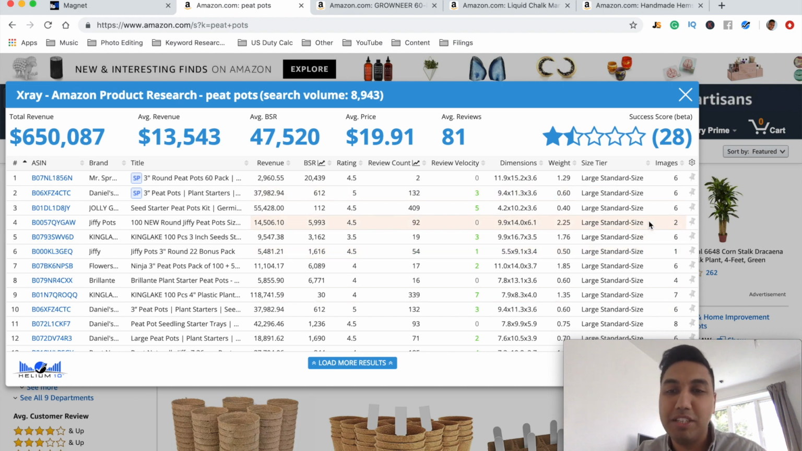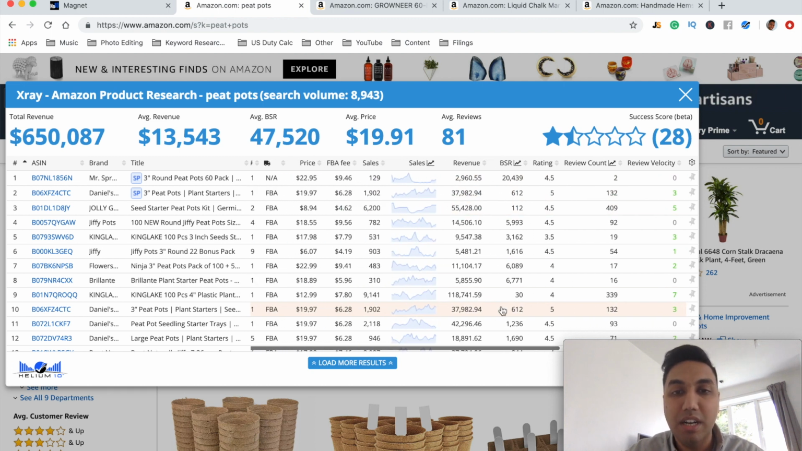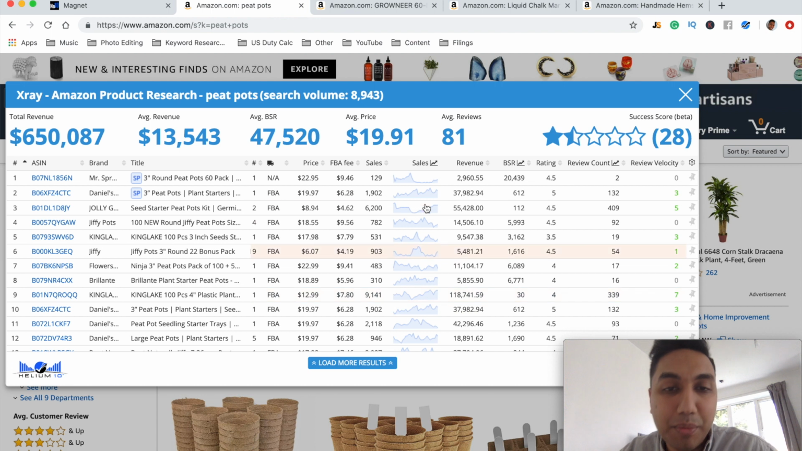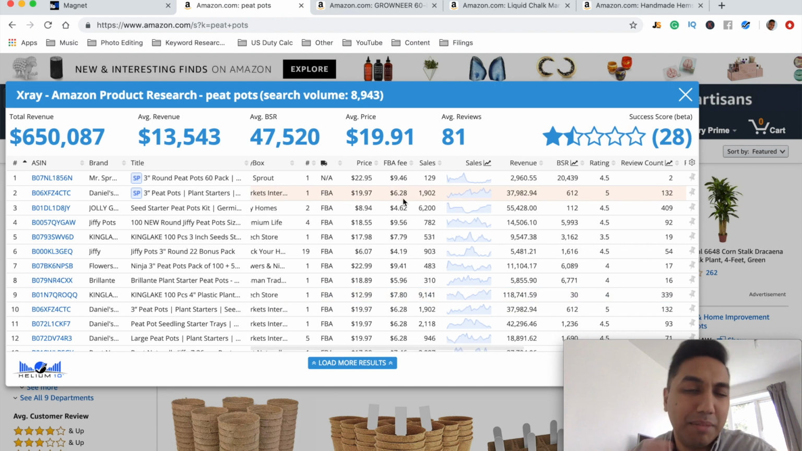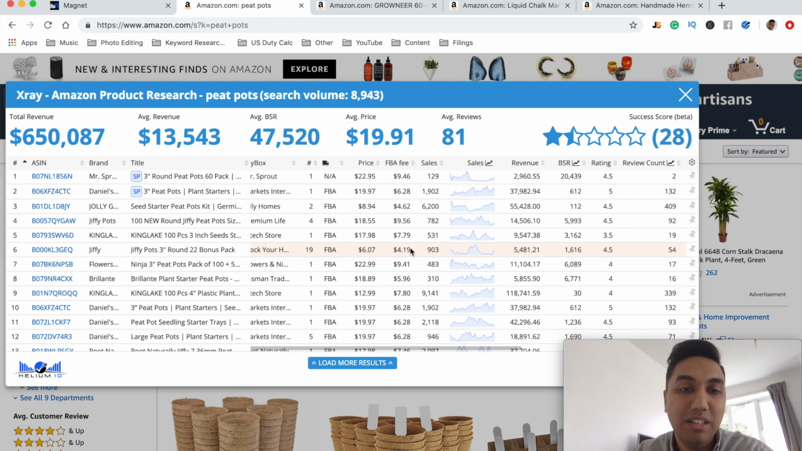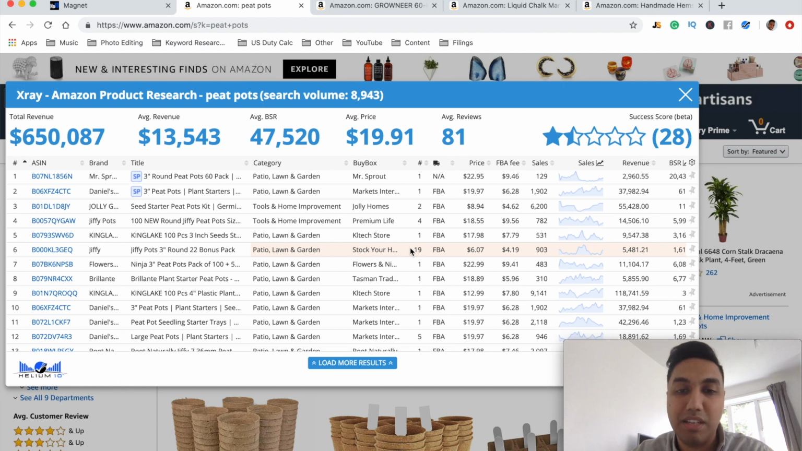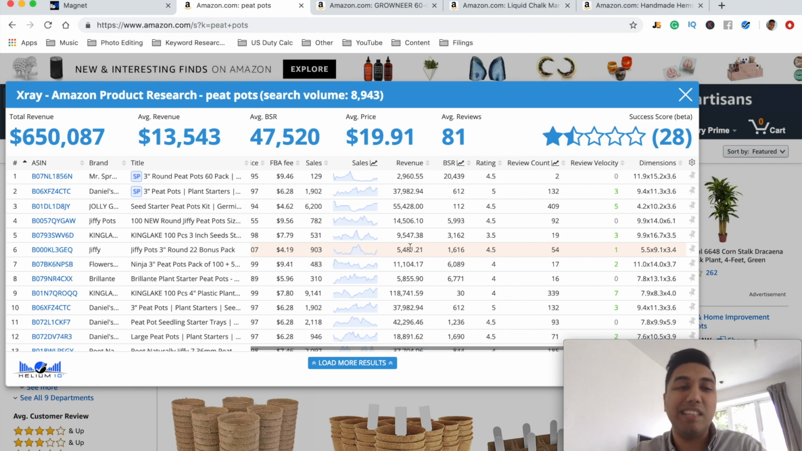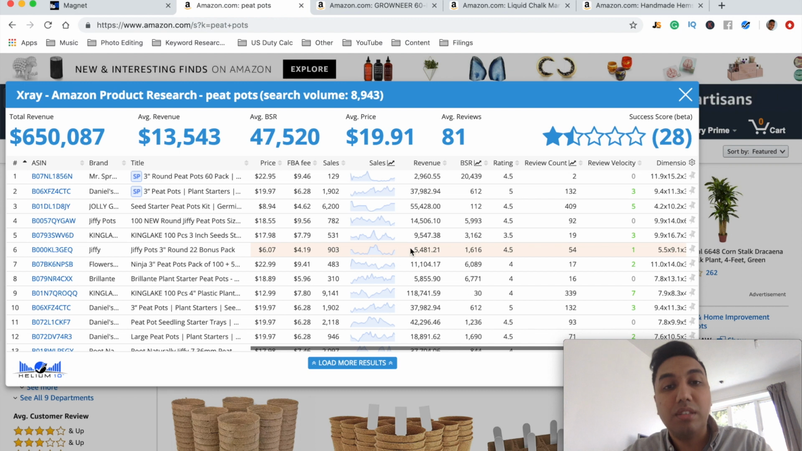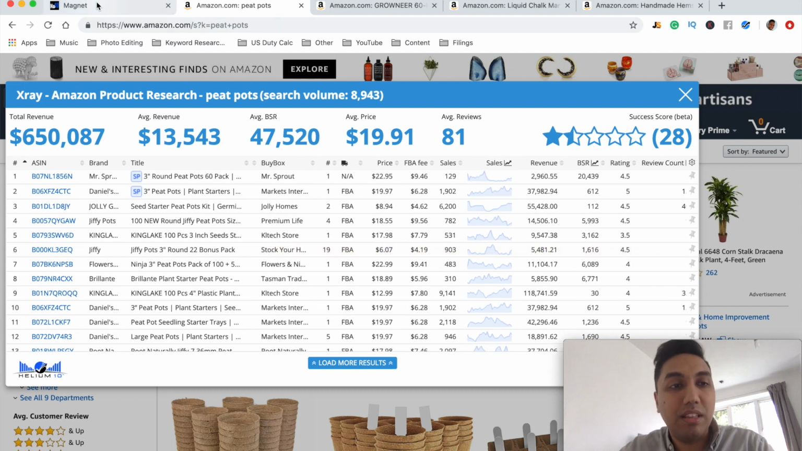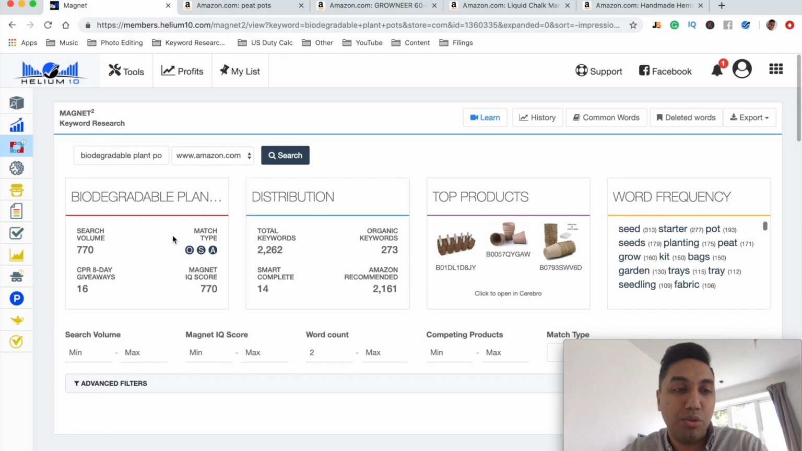I can't stress enough how important this tool is to look at your products, do your analysis, and there's so much more information over here, like the amount of images there are, the size tier, the weight, the dimensions, etc. You also have the BSR, which is something that I look at from time to time. The FBA fees as well. This is really, really important stuff that you need to make sure that you look at. It's a super, super powerful tool that also comes with the magnet tool as well, which is super important.